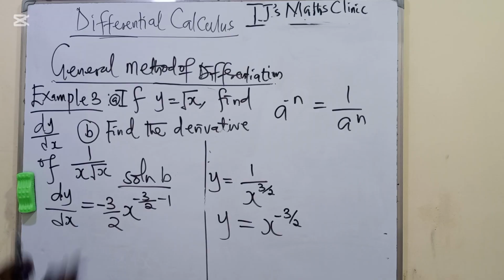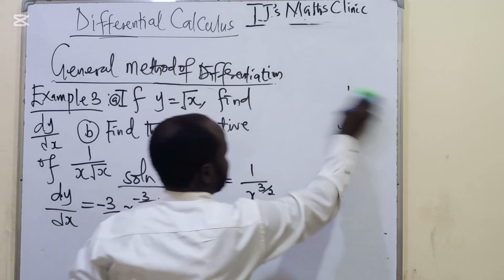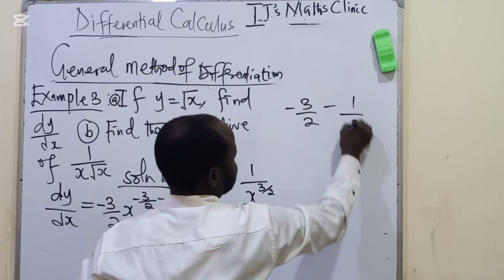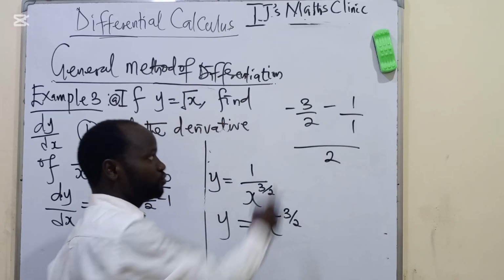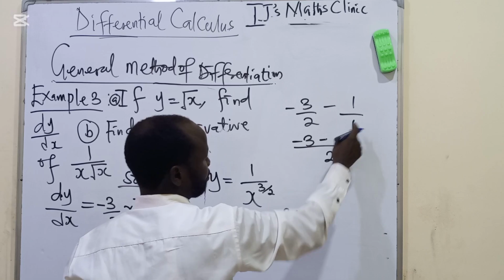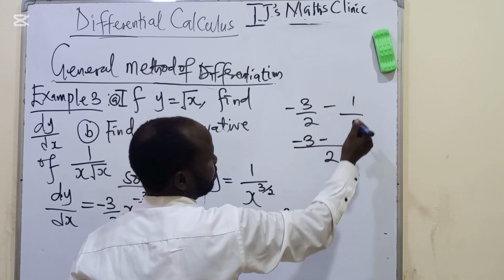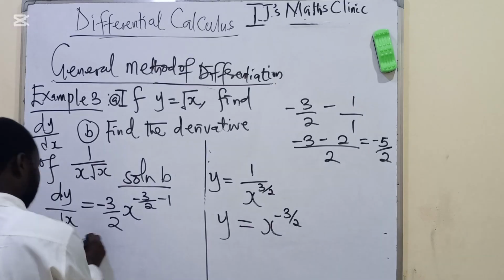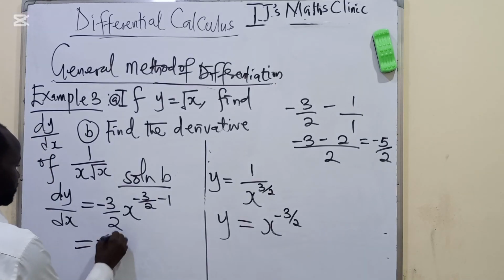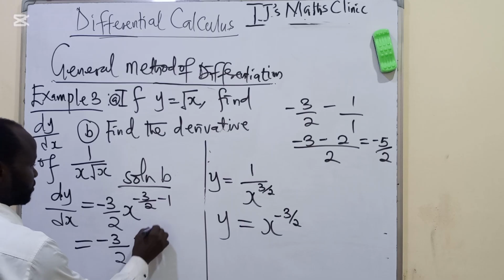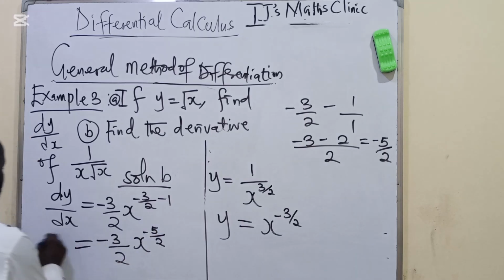Very important. So let's work on the power. We have minus 3 divided by 2 minus 1. Let's find the LCM. The LCM, of course, is 2. 2 into 2 is 1 times minus 3, minus 1 into 2 is 2 times 1. That's minus 2, so that will be minus 5 divided by 2. So finally, we have minus 3 divided by 2 multiplied by x power minus 5 divided by 2. This is our dy by dx.